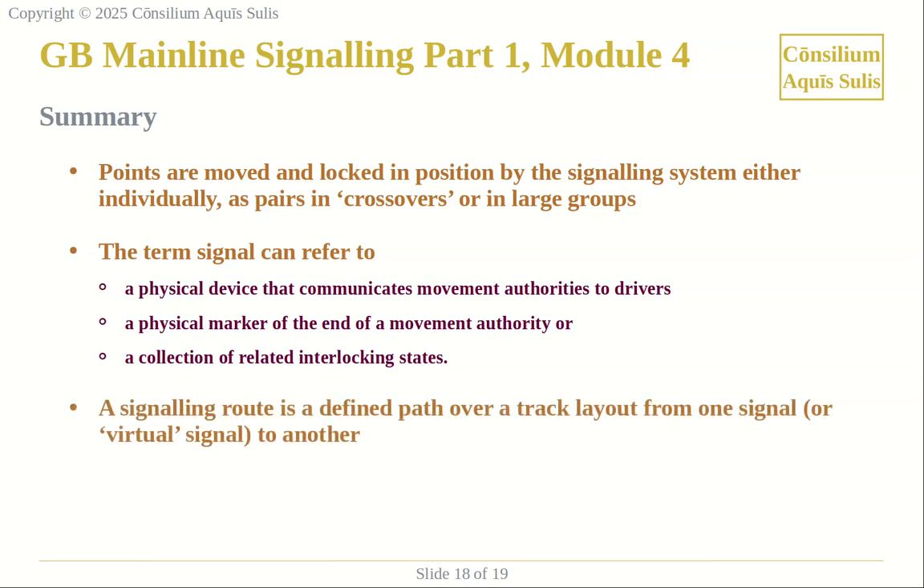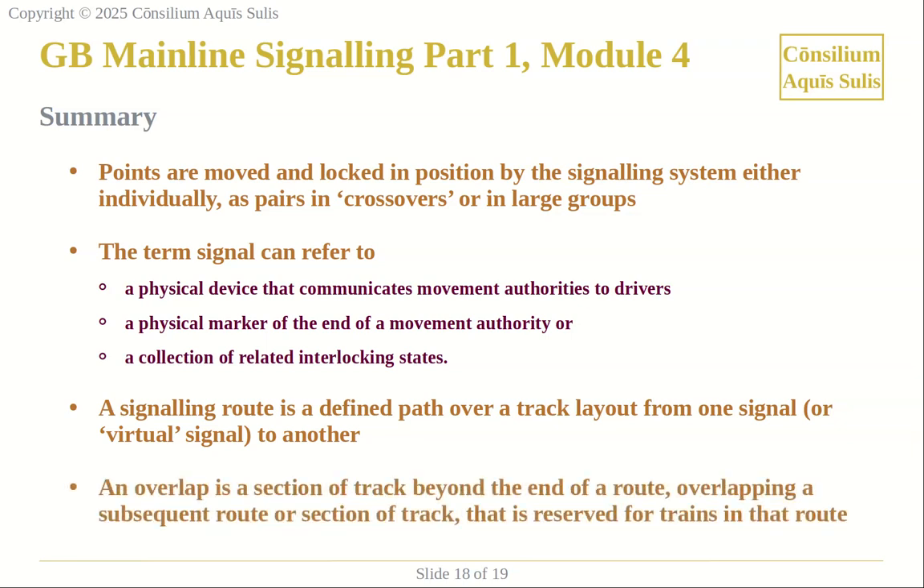We looked at route as a defined path over a track layout from one signal or cab signalling equivalent to another, and the overlap as the section of track beyond the route, overlapping a subsequent route, for trains in that route. Finally, we looked at different classes of routes and the overlaps associated with them.